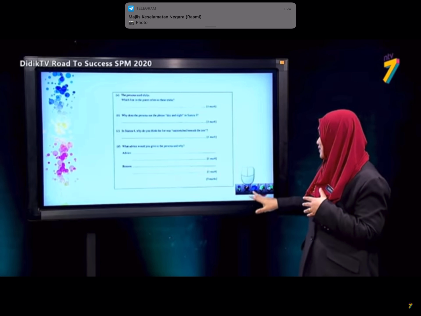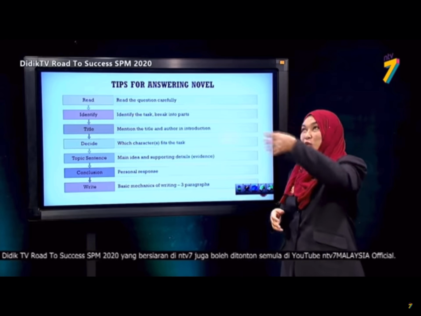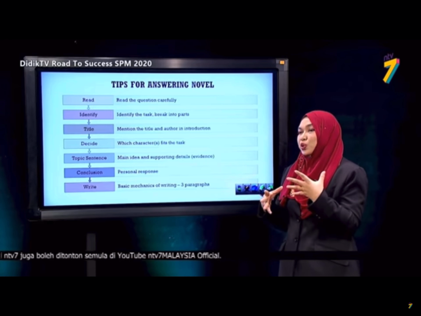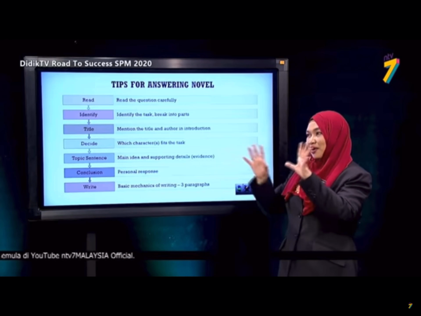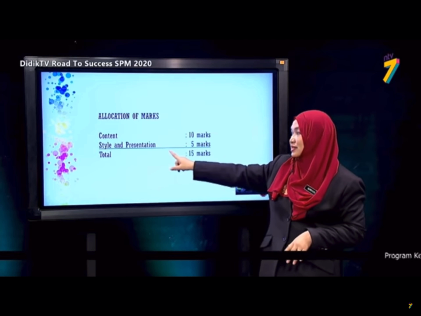Alright. So moving on, the next section. Novel question. The last question for paper 2. If you want to score this part, of course you have to know the characters. Number 1, you need to know at least 2 characters, depending on the novel that you are doing. Then second thing is you need to know the plot, the storyline. Like a drama, right? The introduction, the starting, and then the climax. So you need to know the story very well. And then finally, you need to know how to put it in one beautiful essay. So let's see. Allocation of marks: 10 for content, style and presentation 5 marks.